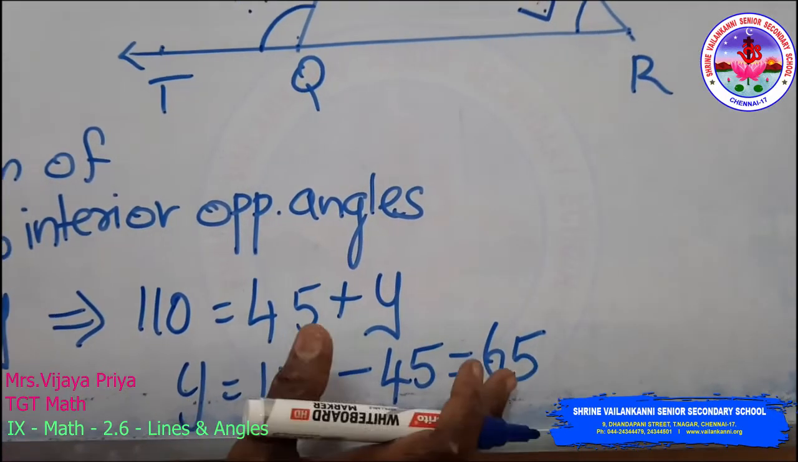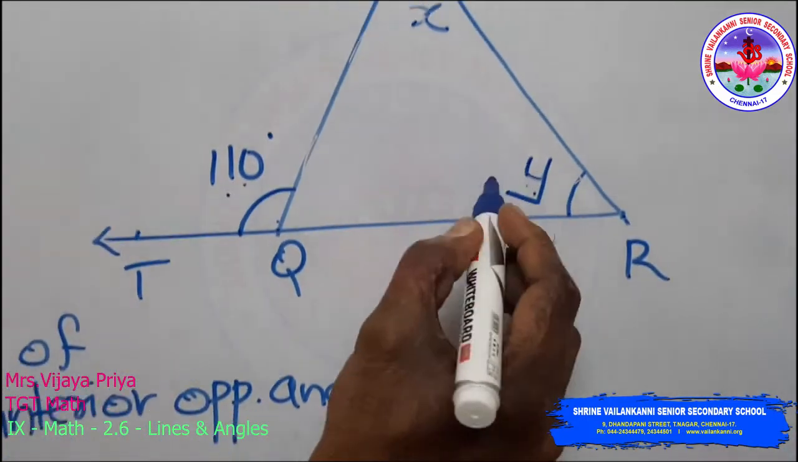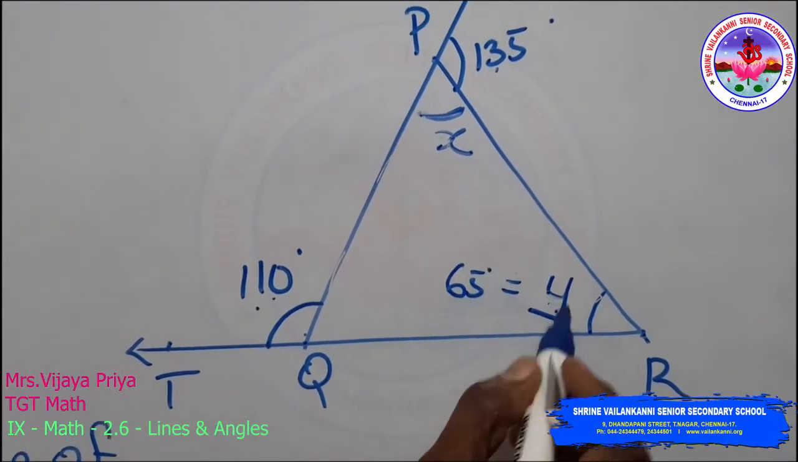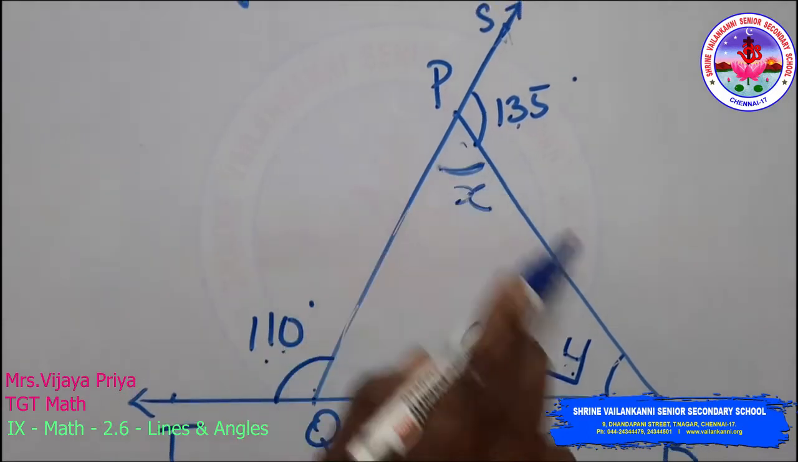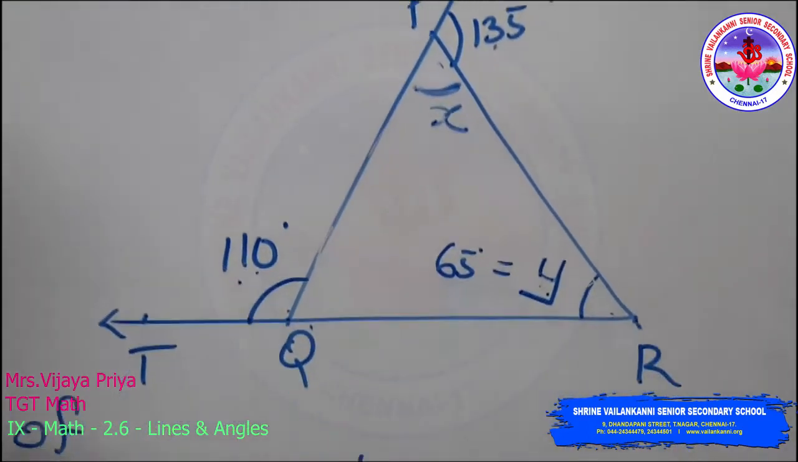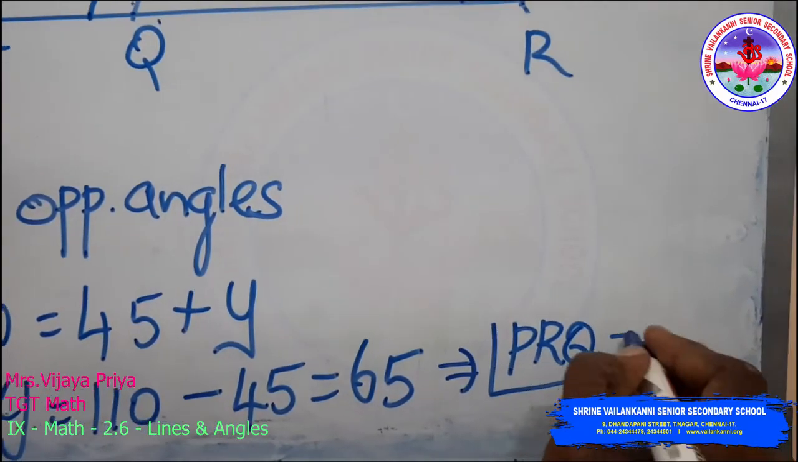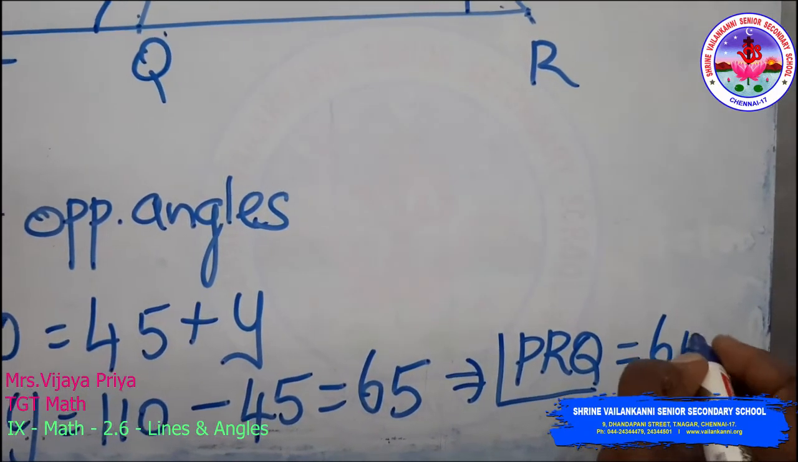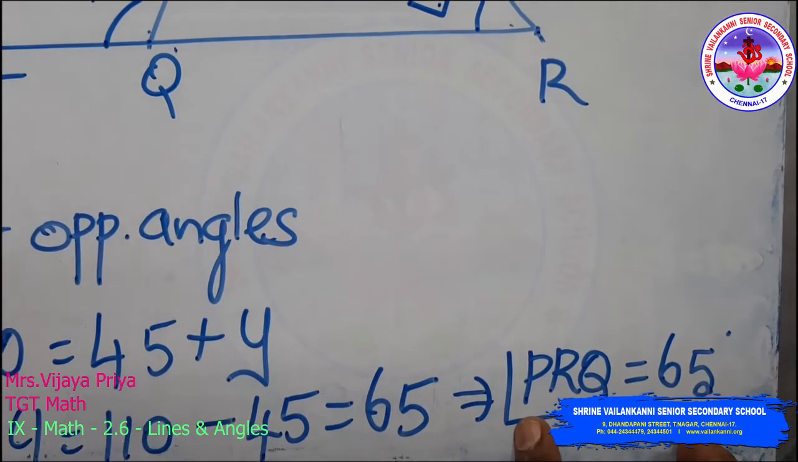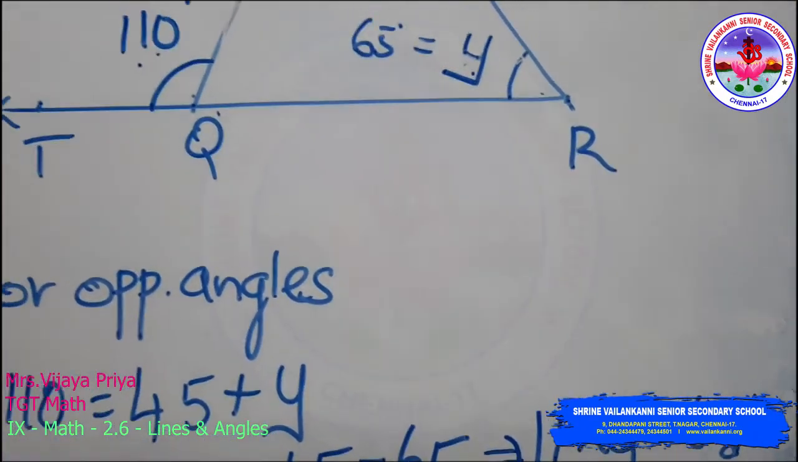So I got my Y value as 65 degrees, where my Y value is PRQ. This implies angle PRQ is equal to 65. This is what is expected in the problem.